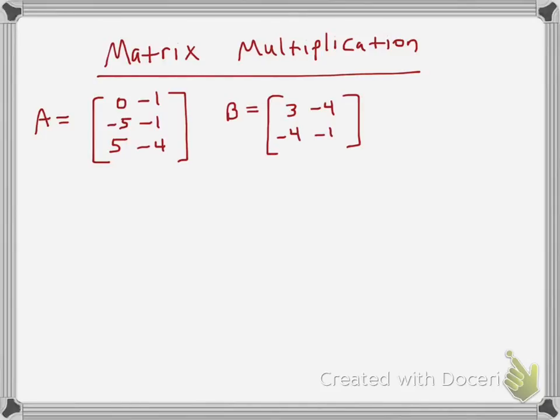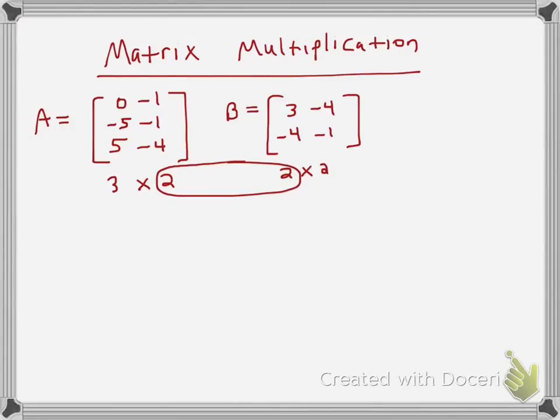So first off, you want to find their dimensions. Remember, when we look at the matrices, we always want to figure out how many rows and how many columns. And when we write the dimensions, it's rows by columns. So this first one is going to be a 3 by 2 matrix, because you have 3 rows and then 2 columns. And this one is going to be a 2 by 2 matrix.